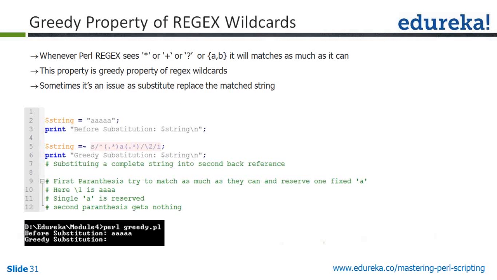Now, the most important property of these modifiers is that they are greedy. What the greedy statement says is it tries to match as much as it can. So it becomes very harmful when we are doing substitution, because it tries to match each and every thing in our regular expression. For example, I have a string of a's. I say starting with .*a.*/2. I say match as much as it can. In the first case, it tries to match four A's followed by a single A and replaces it by that. So these regular expressions are greedy.